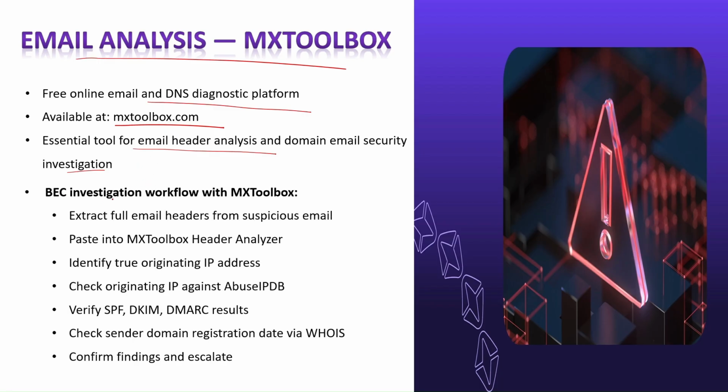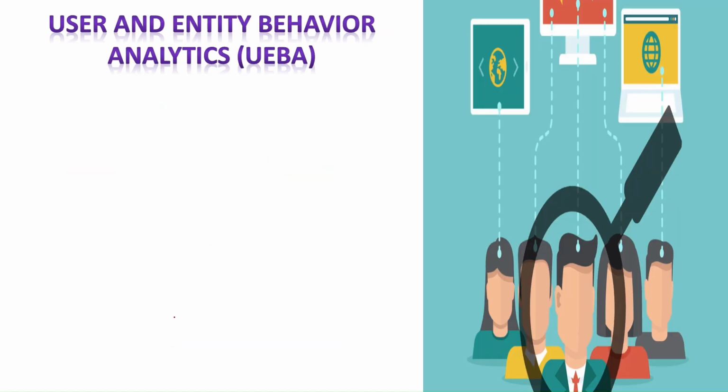So, a business email compromise investigation workflow with MX Toolbox can be done. You need to extract the full email headers from the suspicious email, paste them into the MX Toolbox header analyzer, identify the true originating IP address, check the originating IP address against AbuseIPDB, verify SPF, DKIM and DMARC results, check the sender domain registration date via WHOIS, and confirm findings and escalate.